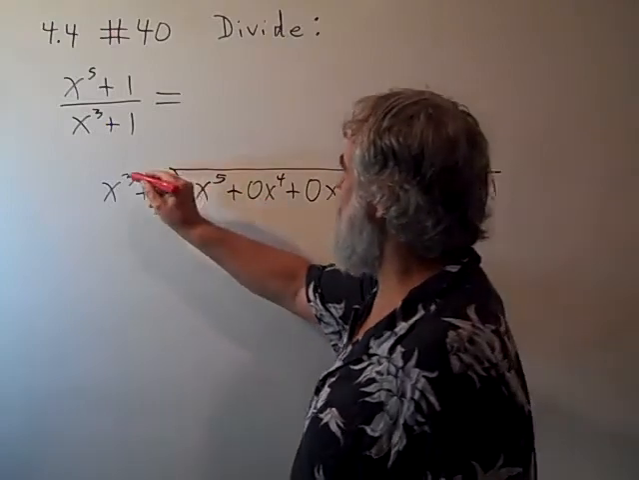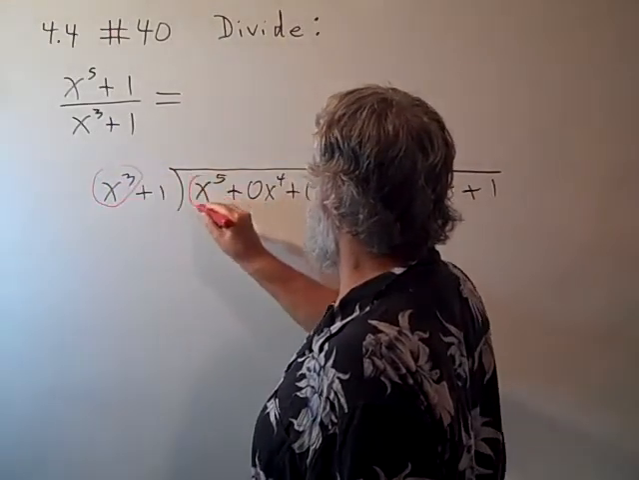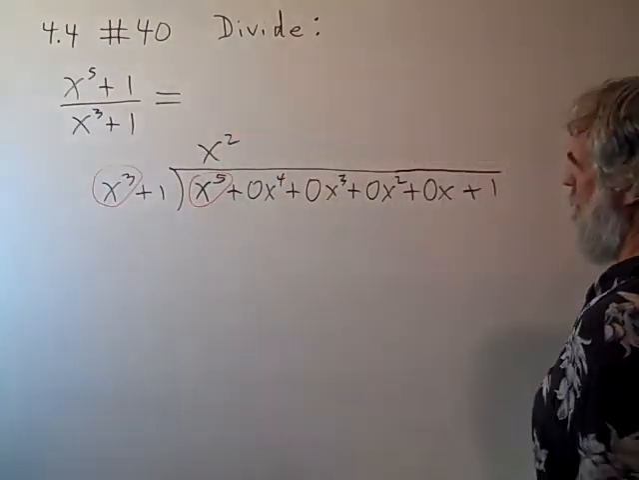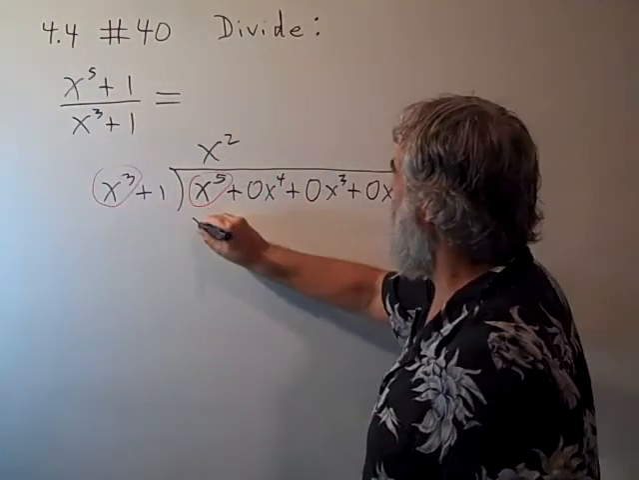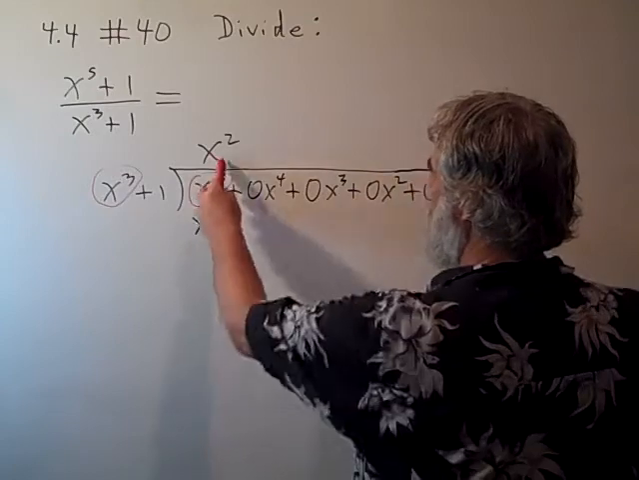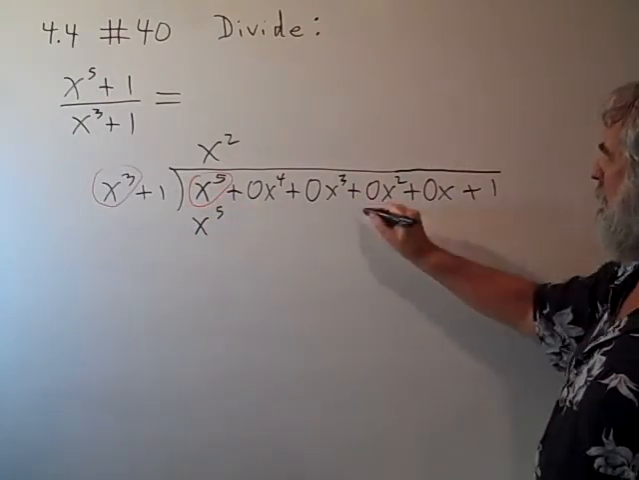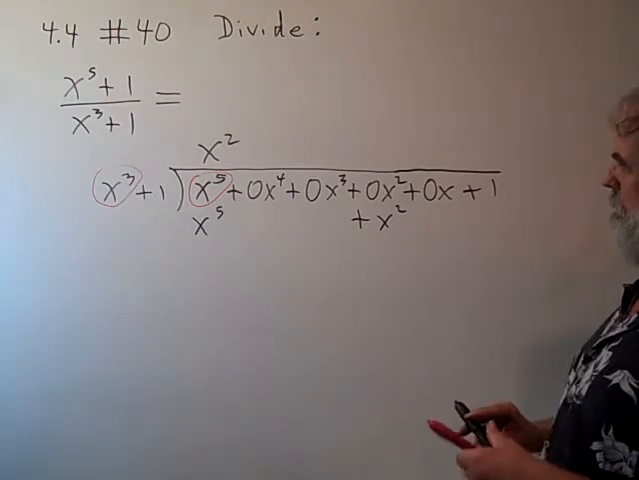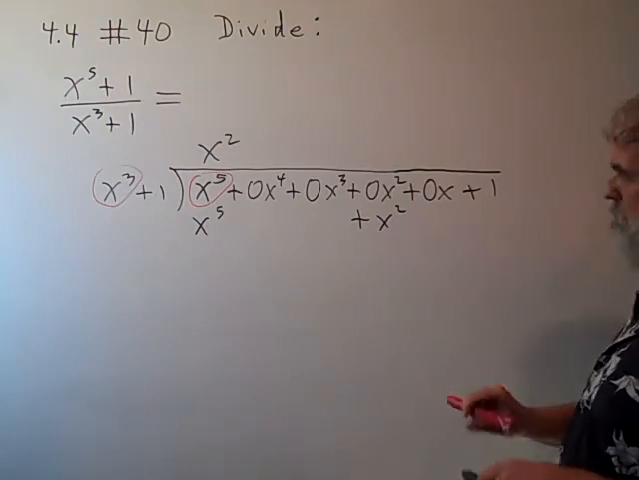So we start the process now. X cubed divides into x to the 5th, x squared times, because x squared times x cubed is x to the 5th. And then x squared times 1 is x squared. I'm going to put that over here on the x squared column. Anyway, now we subtract.